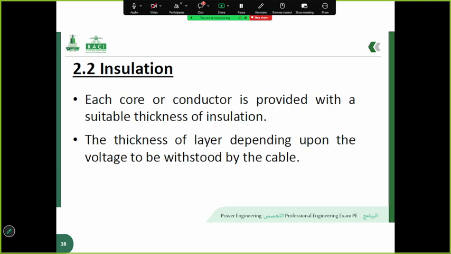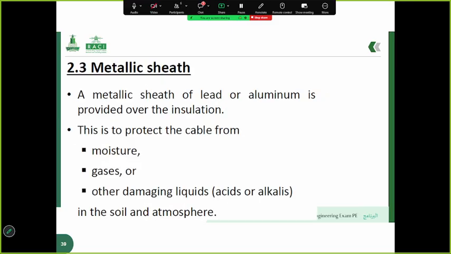Okay, this slide explains the essential role of insulation in cable design. The core principle is that each conductor must be covered with a suitable thickness of insulation. So this is very essential for all cables. Based on this slide, we can delve into the crucial function of the metallic shield in cable construction. A metallic shield, typically made of lead or aluminum, is placed directly over the insulation layer, and it protects against moisture and gases.